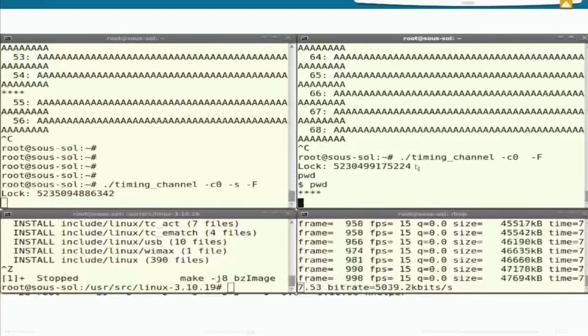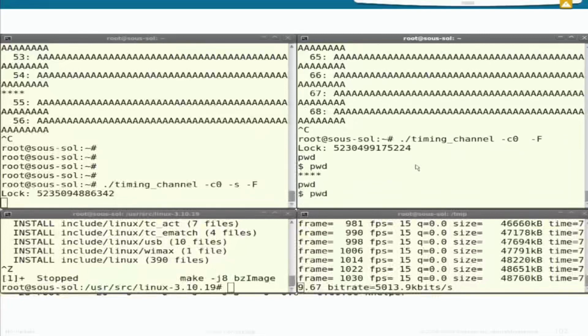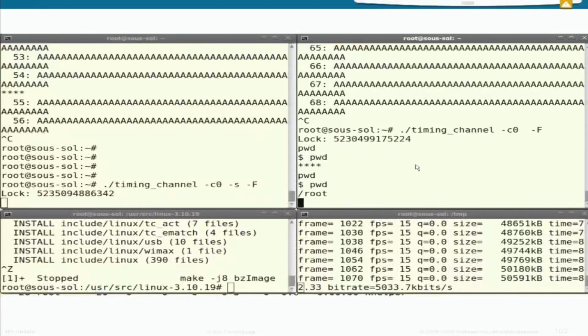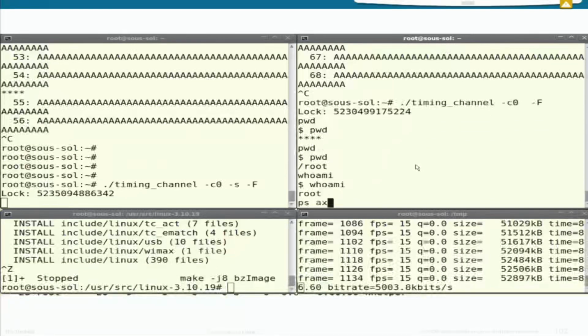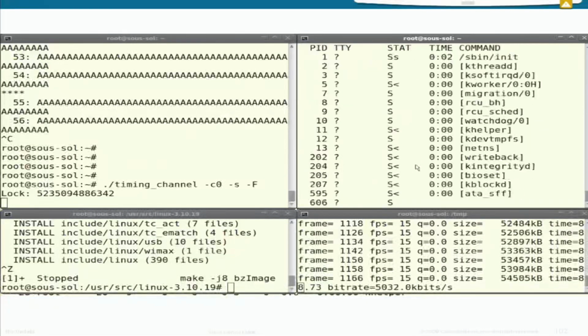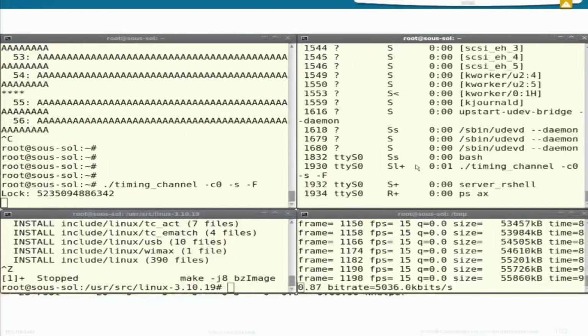So when this thing happens, the server does not burn CPU. So I'm running commands on the right-hand side, and the reverse shell on the other side is responding to me. I'm looking at the processes that are running on the other VM right now. That's the timing channel, guys, that is running on the other VM. He's running the server shell.